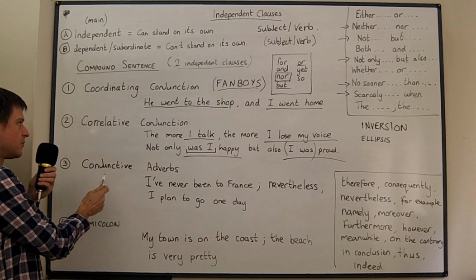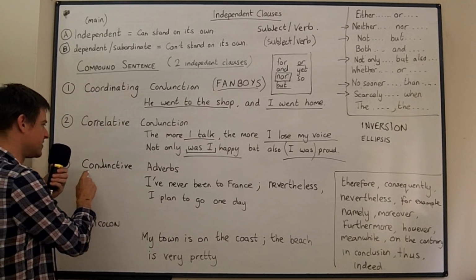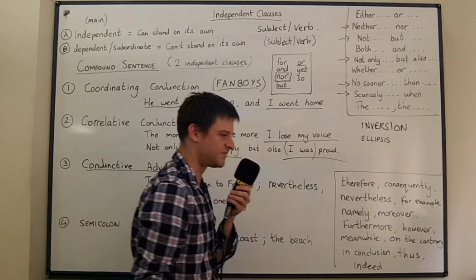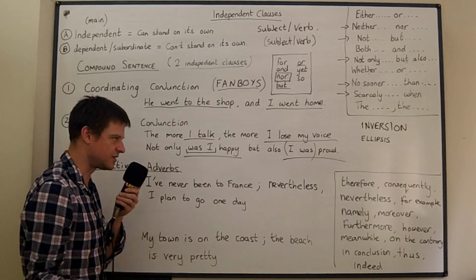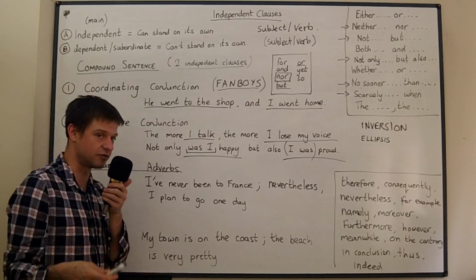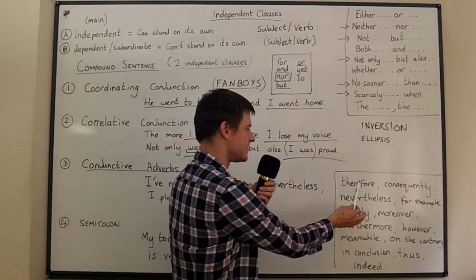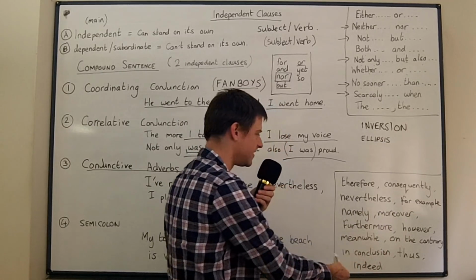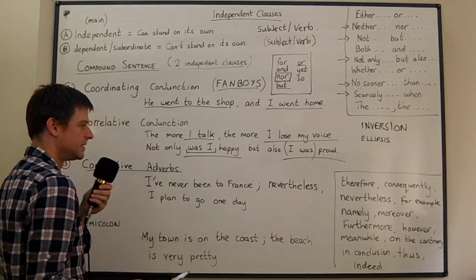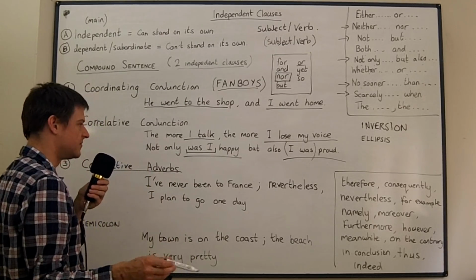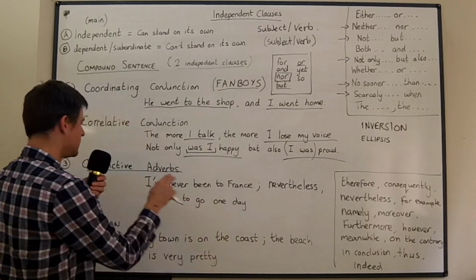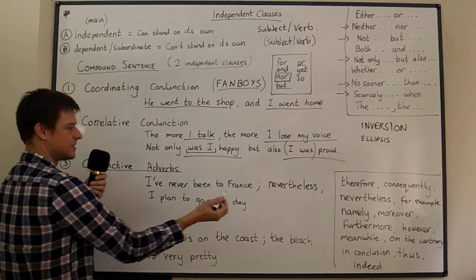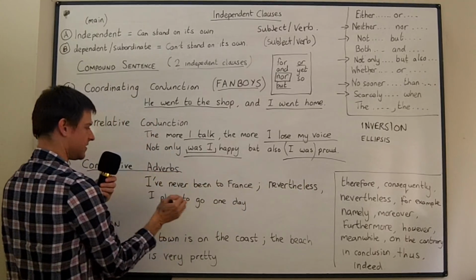Okay, another way you can join two independent clauses is with conjunctive adverbs. I've tried to give a list here of conjunctive adverbs, but there are plenty more. If you're interested, please have a look online and you'll find a large list. But therefore, consequently, nevertheless, for example, namely, moreover, furthermore, however, meanwhile. These are all words you're familiar with. Now, the way we join two independent clauses when we use a conjunctive adverb is we just put it in between the two independent clauses.